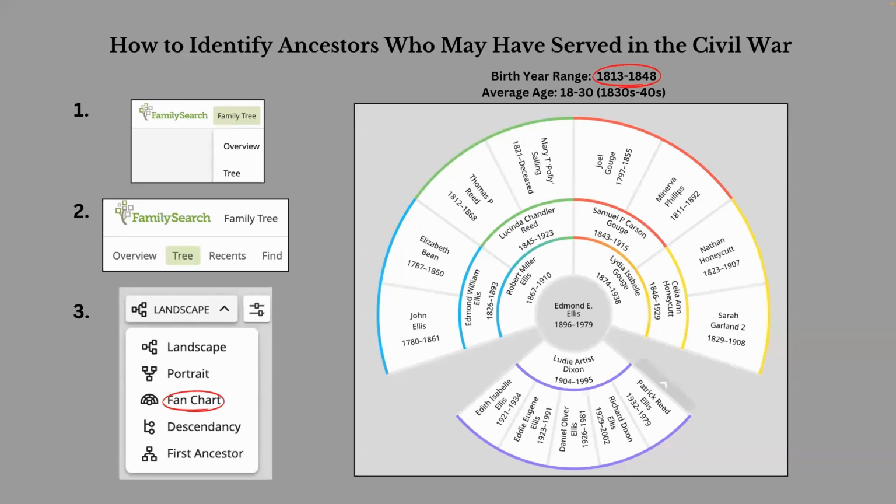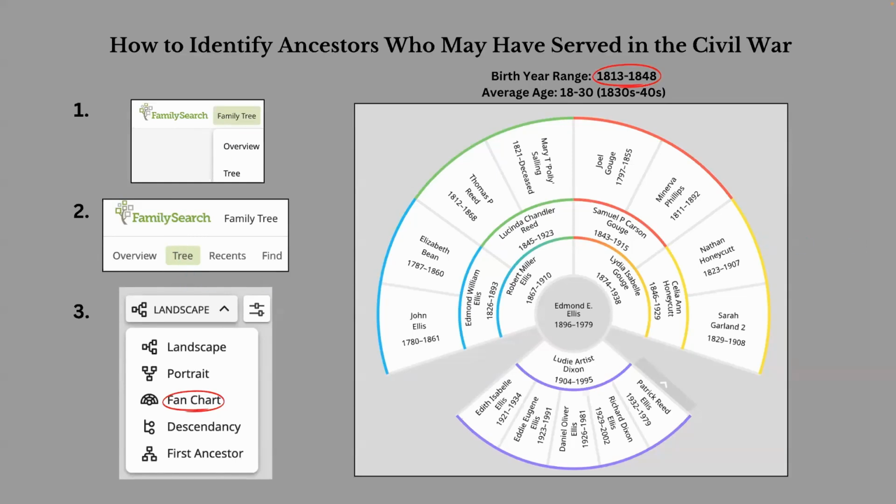And here is an easy way to identify ancestors who may have served. You need to have a FamilySearch account, and if you do, go to familysearch.org, and on the banner on the top left side you're going to see the FamilySearch logo, and you're going to click on Family Tree, and then a drop-down menu appears and you click on Tree, and then your tree appears.